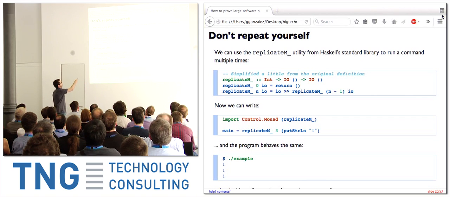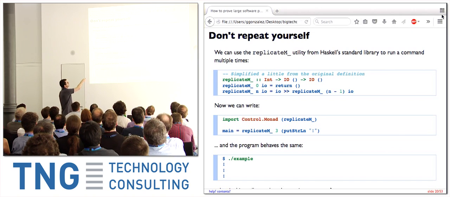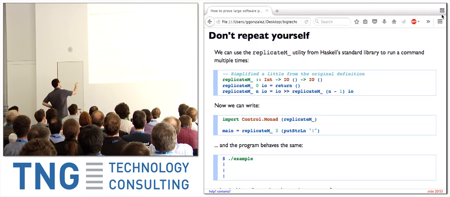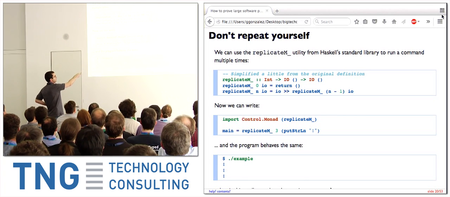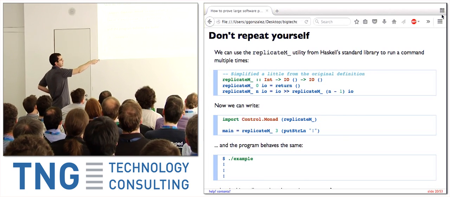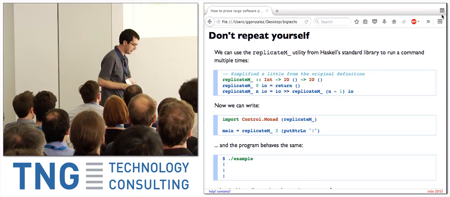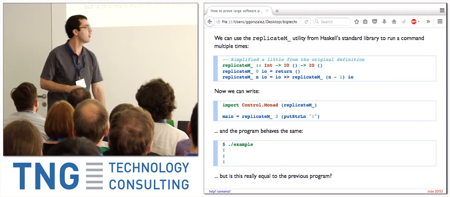It's defined inductively. So we have the base case. If I repeat an IO action 0 times, that's return unit, don't do anything. And then if I want to repeat an IO action n times, I call that IO action, and then I will repeat the IO action n minus 1 times. We'll just assume for the moment that this int is always non-negative for simplicity. So now I can just write replicateM 3 putStrLn, and it will print an exclamation mark 3 times. So we know that this behaves the same as our previous program, but how would we prove that?